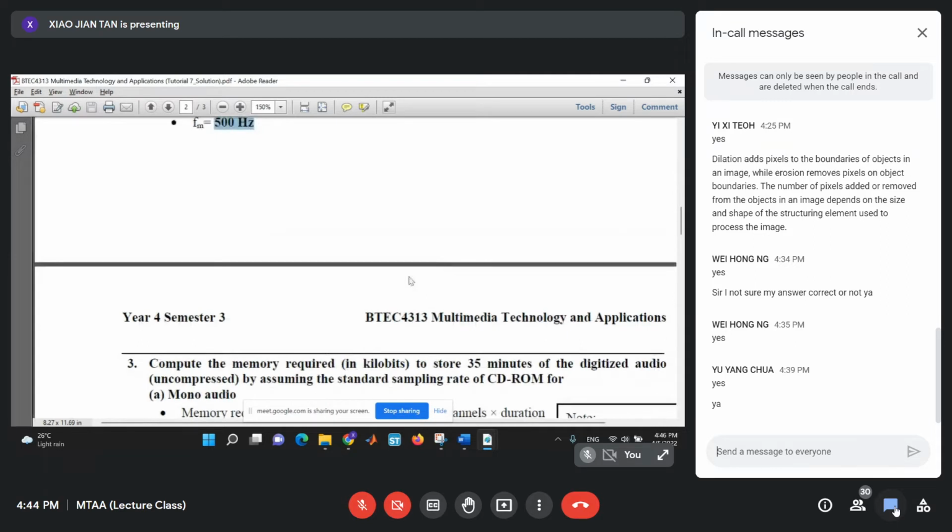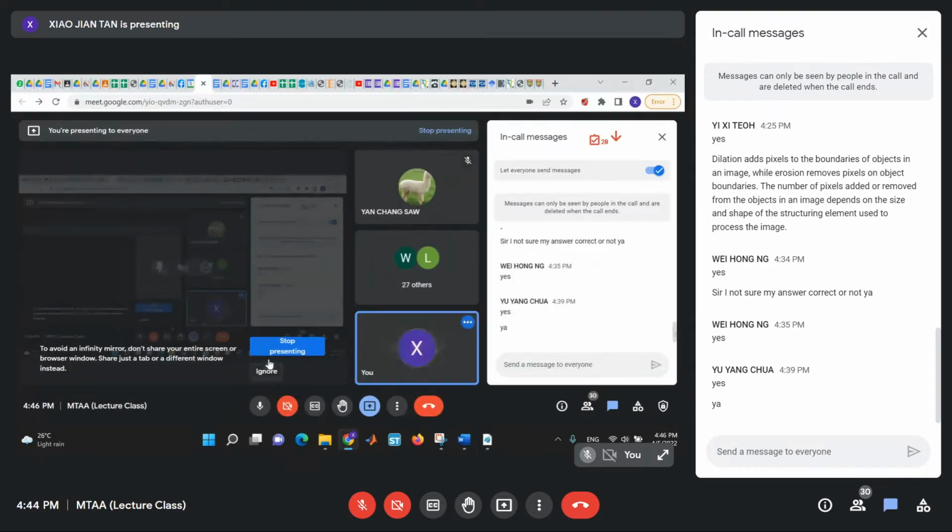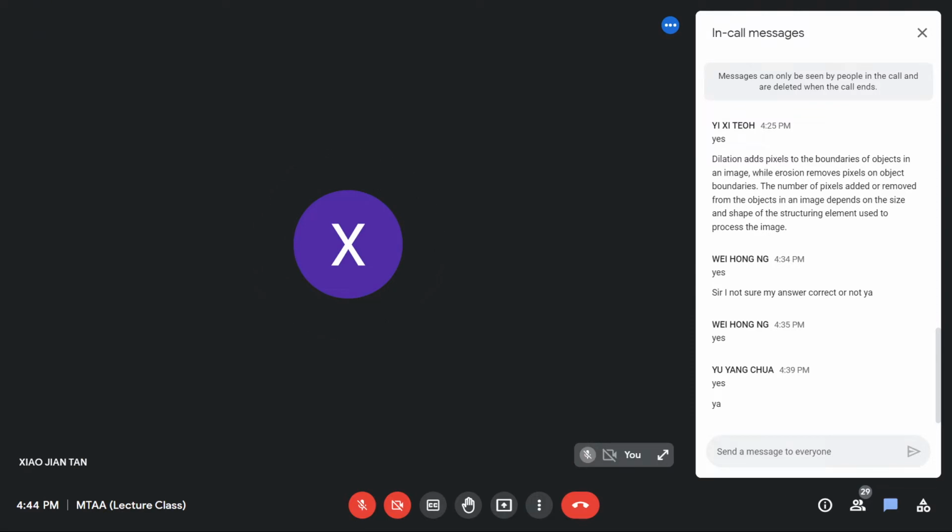The next question: compute the memory required in kilobits to store 35 minutes of digitized audio, uncompressed, by assuming the standard sampling rate of CD-ROM for mono and also stereo. For this one, I need someone to share the screen as well. Boon Kyung Koo, would you mind sharing your screen? This is question 3 in tutorial 7, parts A and B, both, because the formula is the same.